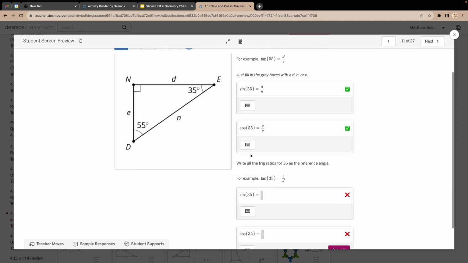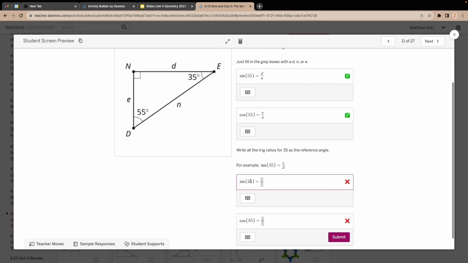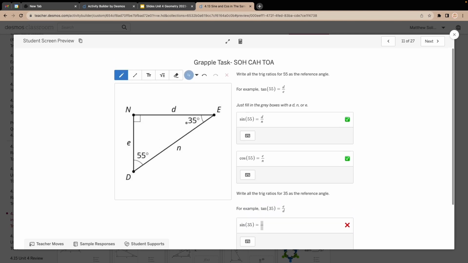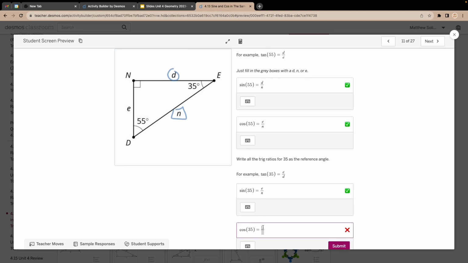Now, what if I looked at sine of 35 and cosine of 35? Well, sine of 35 is the opposite, which is e, divided by the hypotenuse, which is n. Now, maybe you're noticing we just did that up here. So the sine of 35 is equal to the cosine of 55. Interesting. Now let's look at the cosine of 35, the adjacent divided by the hypotenuse. Well, cosine of 35 is d over n.